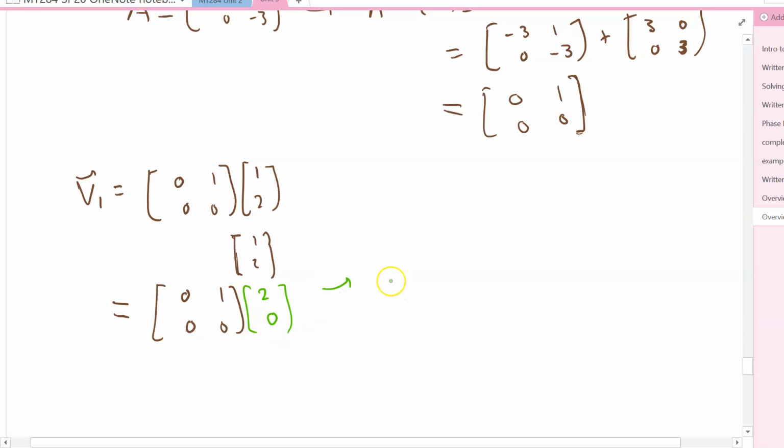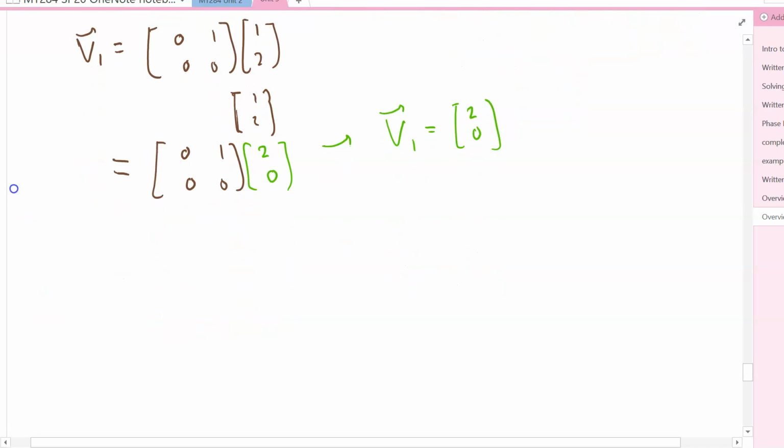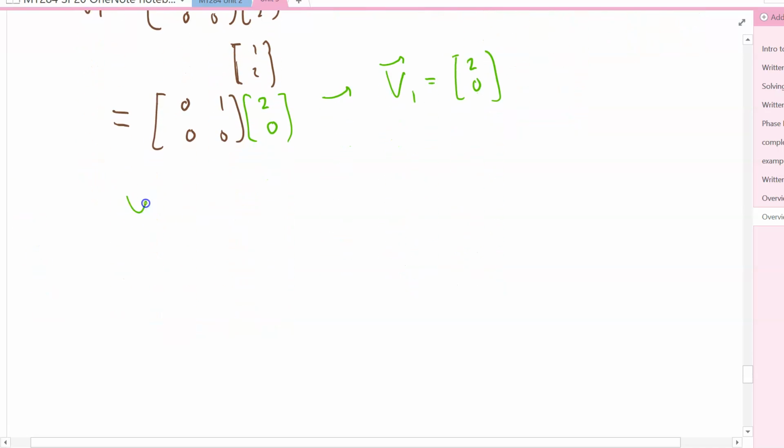All right, so that's in green there. Our vector v1 is (2, 0). If you go back to the beginning part of the video, I mentioned before that the vector (2, 0) is an eigenvector of this matrix. Alright, so what is the solution to this system? What is y of t?